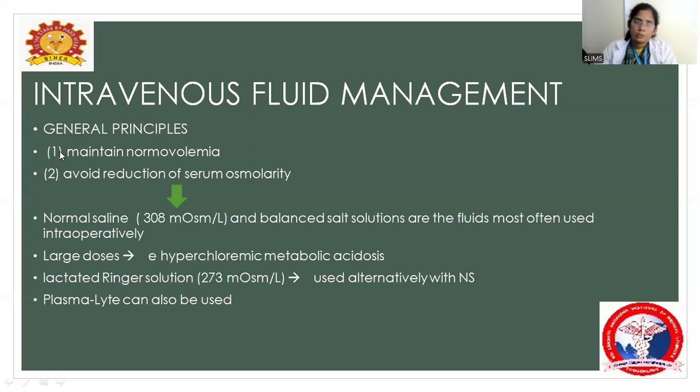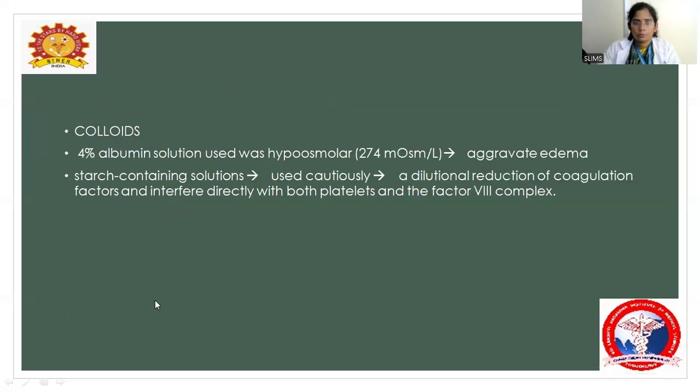What about fluid management? We have to maintain normal volume, avoid reduction of serum osmolarity. So, normal saline with an osmolarity of 308 milliosmoles and balanced salt solutions are the fluids which are most commonly used. And if they are infused in large doses, hyperchloremic metabolic acidosis can occur. Lactated Ringer, that is RL, has an osmolarity of 273. It can be used alternatively with NS. Plasmalyte can also be used.